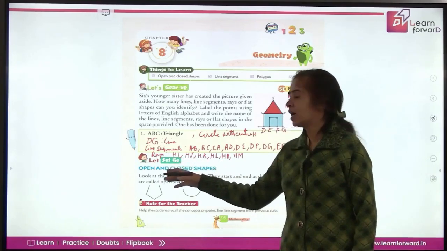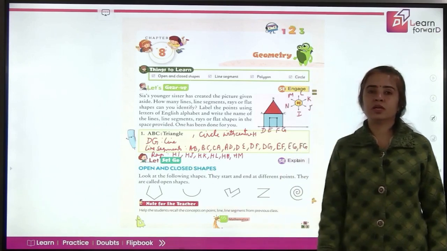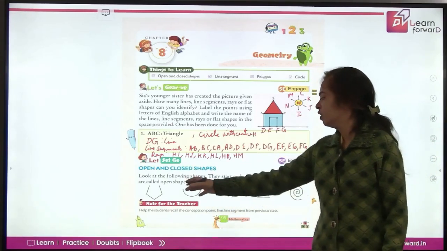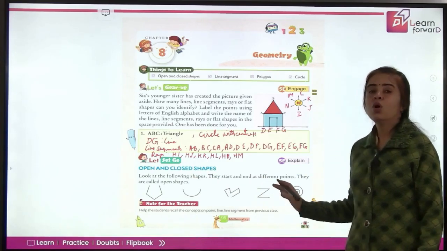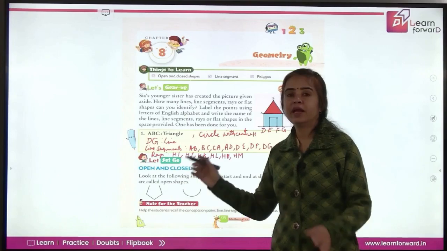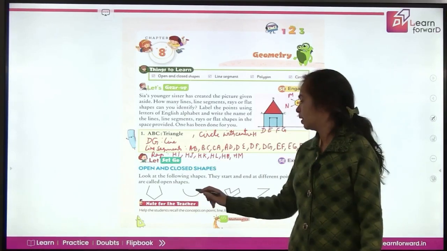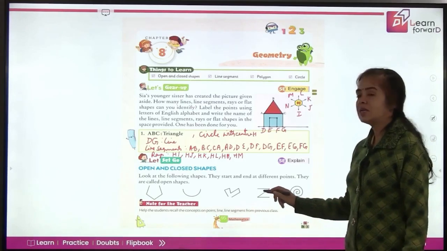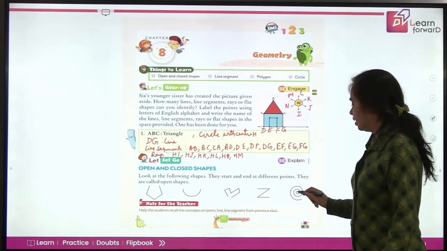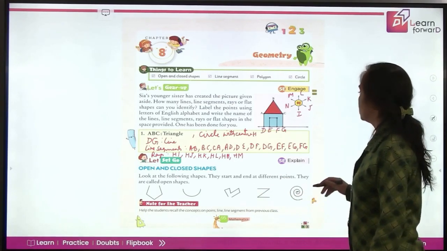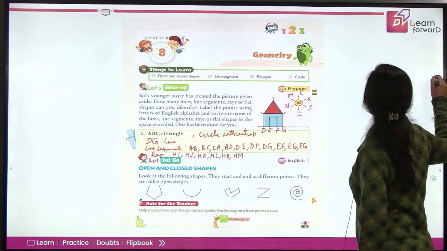Now let's get started. Open and closed shapes. Open means that it is not closed, right? When you look at these shapes, all of them are open. Can you see? The starting point and the end point are just apart. Here also they are apart. Here also they are not connected. Here the starting point is here and the end point is here. All such shapes, these curves, are called open shapes.